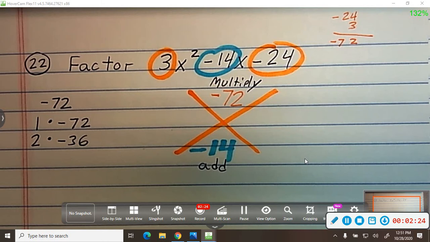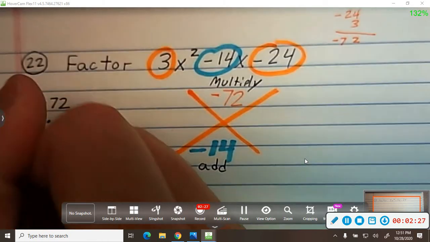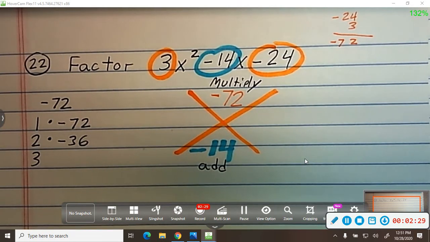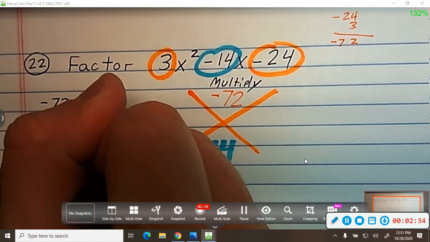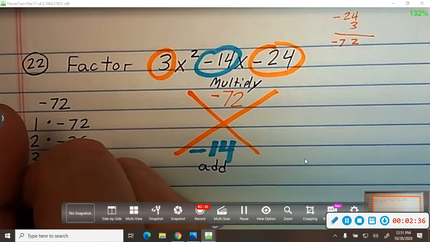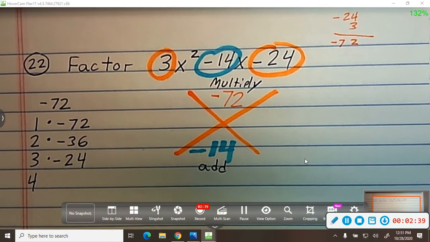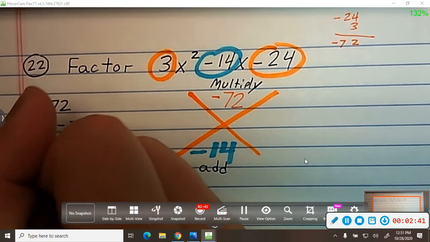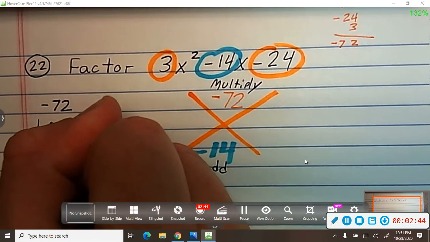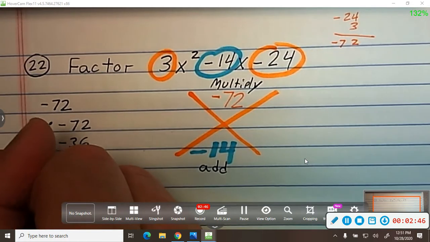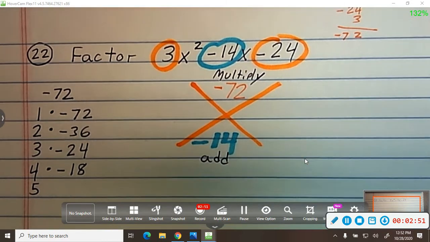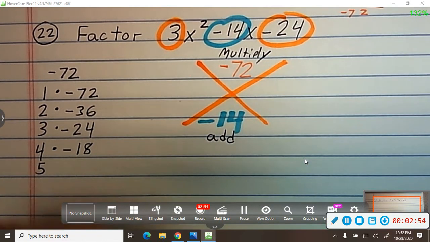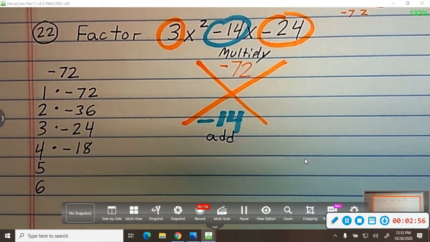From there, let me think about 3. What's negative 72 divided by 3? Negative 24. And then what's negative 72 divided by 4? Negative 18. What's negative 72 divided by 5? That's negative 14.4. So we're not going to use 5. 6. Negative 72 divided by 6? Negative 12.